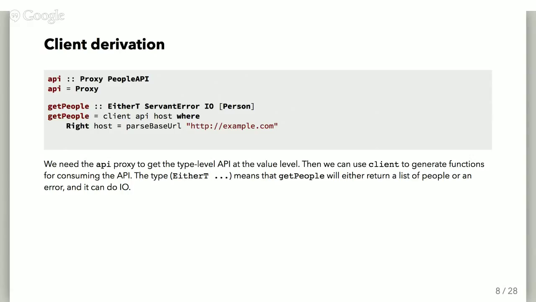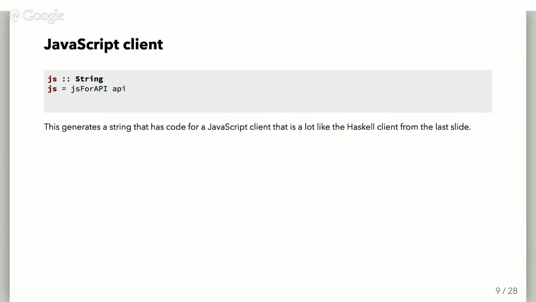All right. So this is how we would generate a Haskell client, but I know that not everybody uses Haskell, so you can actually generate a JavaScript client, and it's even easier. They provide this function called JS for API. You pass it the proxy for your API, and it will generate a string that is the JavaScript code that you can use to query your API.